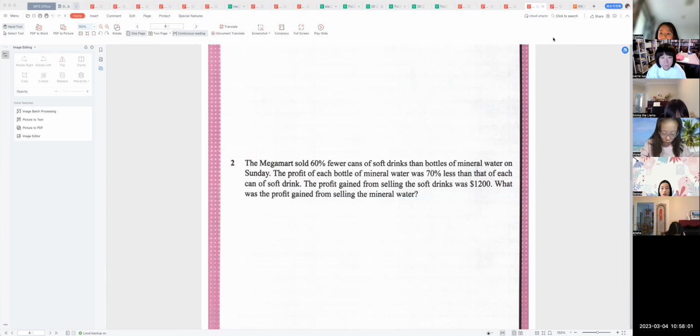Carrie, in these questions, how do you know which number you should multiply or divide? Well, in the earlier example? No, in this question, these types of questions, how do you do it? So this part: sold 60% fewer cans of soft drinks than bottled mineral water. Okay. So 什么叫 60% fewer than? So that means if the mineral water sold 100 and the cans of the soft drink only sold 40.